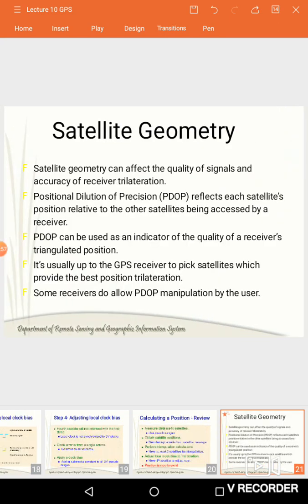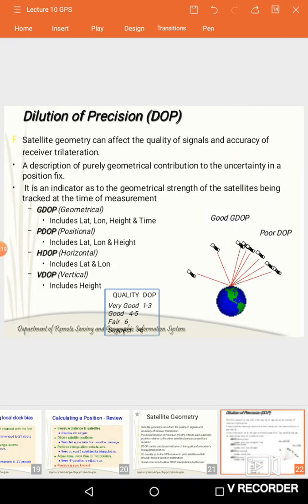And then we have satellite geometry. This will affect the quality of signal and also the accuracy of receivers while making triangulation. In that we have the term called positional dilution of precision. This helps to know the quality of triangulated position, and this is nothing but the relative satellite position with respect to the receivers. And then next, dilution of precision.